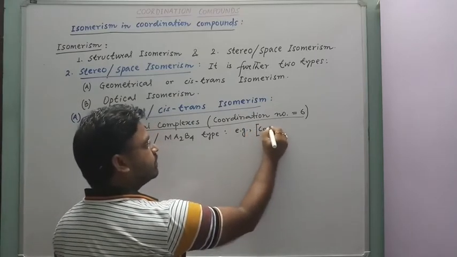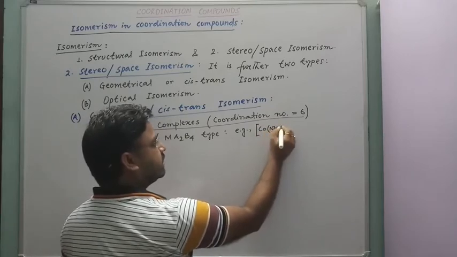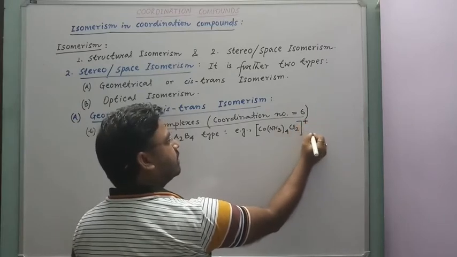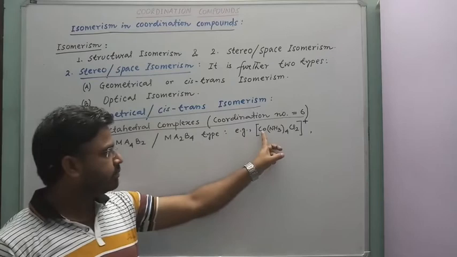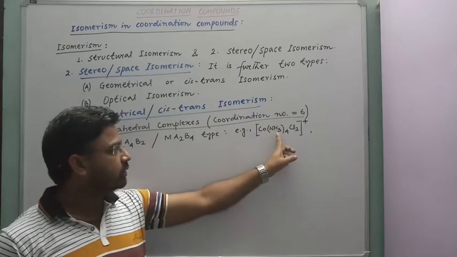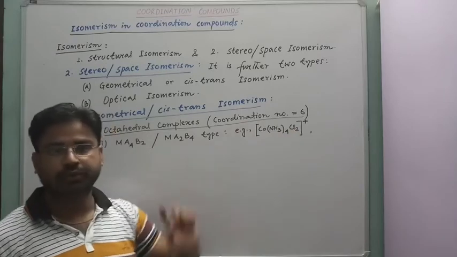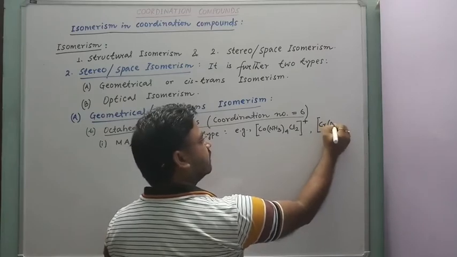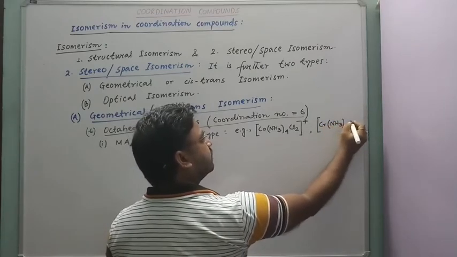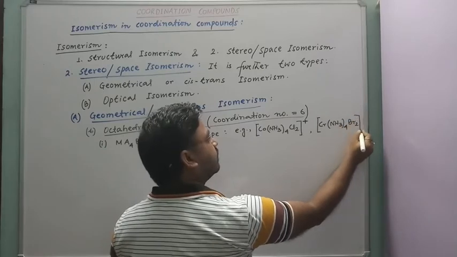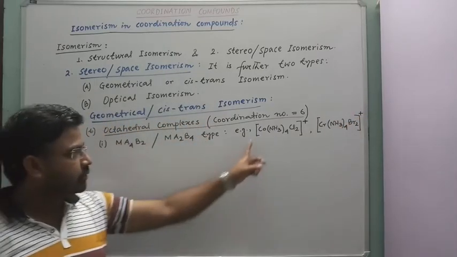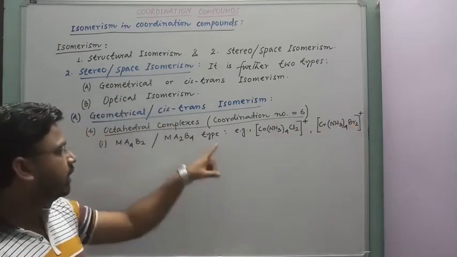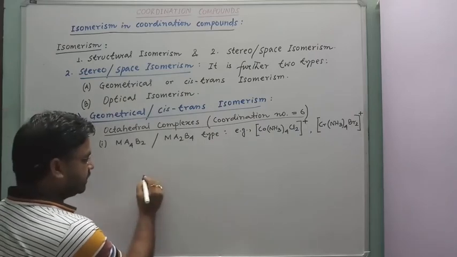The example of this type of compound, say Co(NH3)4Cl2 positive, M is the central metal atom or ion, A4B2, or we can write Cr(NH3)4Br2 positive. So Ma4B2, Ma2B4, you can say this. So this type of compound has a structure.